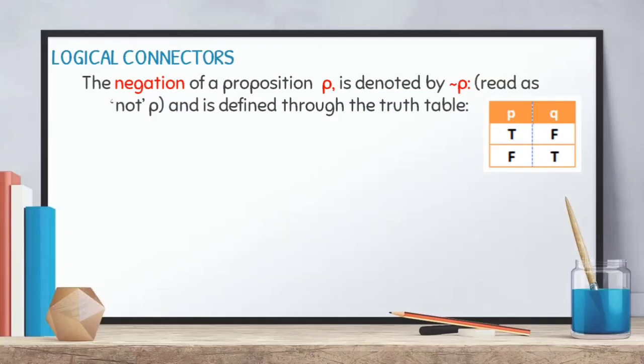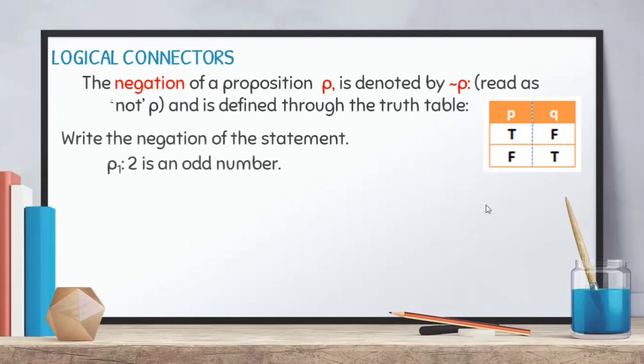The negation of a proposition P is denoted by this symbol. So this is read as not P and is defined through the truth table. So here in our truth table, let's regard our proposition Q as our negation. So meaning Q there is equal to not P. So if our proposition P is true, then our not P is false. And if our proposition P is false, then our not P is true. Right? So we have here some examples.